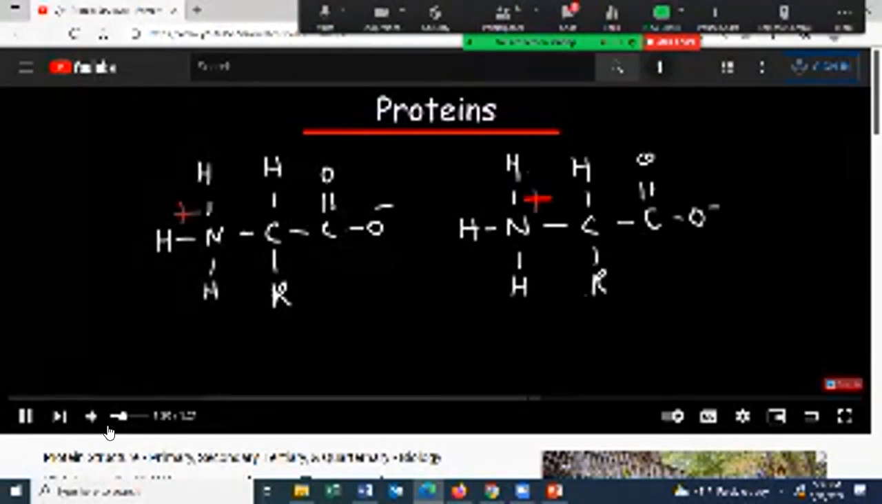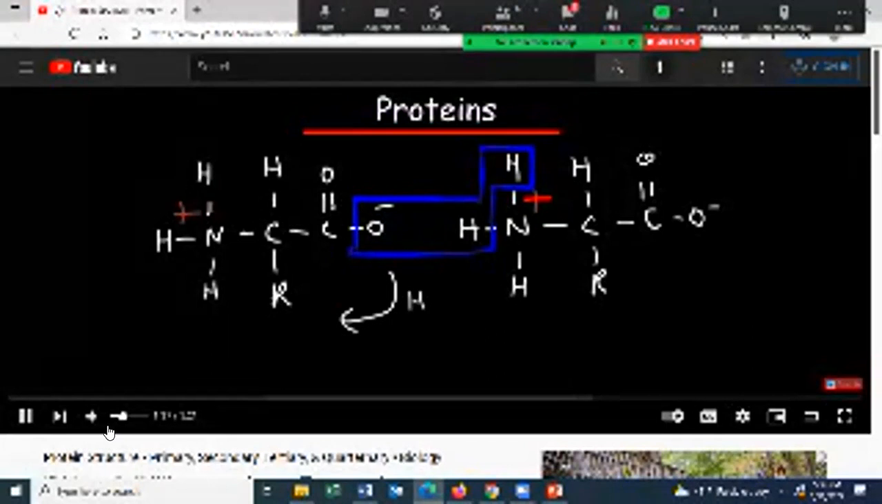Now, these two amino acids can react with each other in a condensation reaction where we're going to lose water, and we're going to connect the two amino acids into one molecule. So once water is removed, we could form a peptide bond. This is also called a dehydration reaction because you're losing water. And so this is going to be the new product of the reaction.